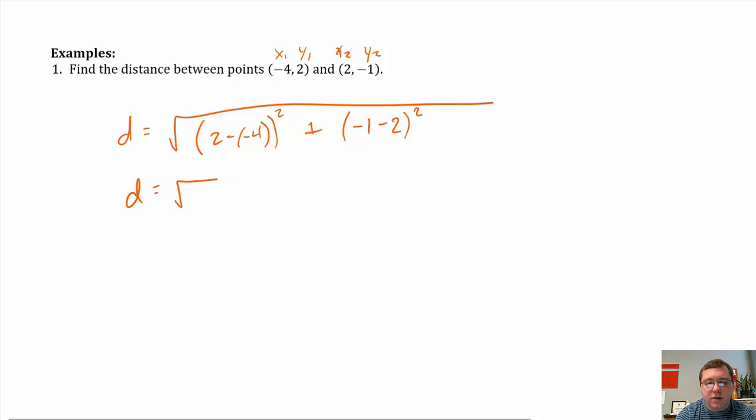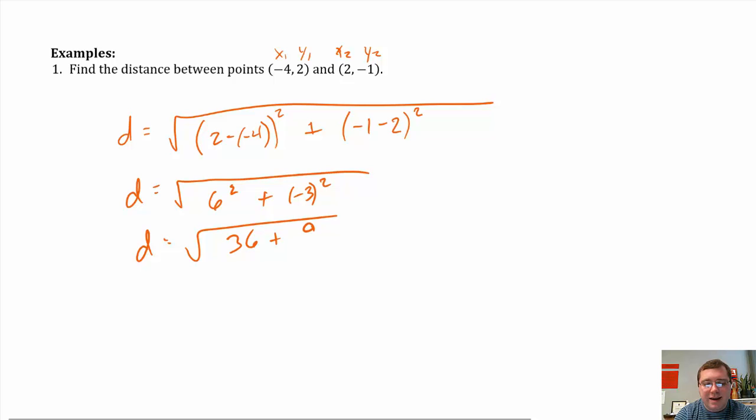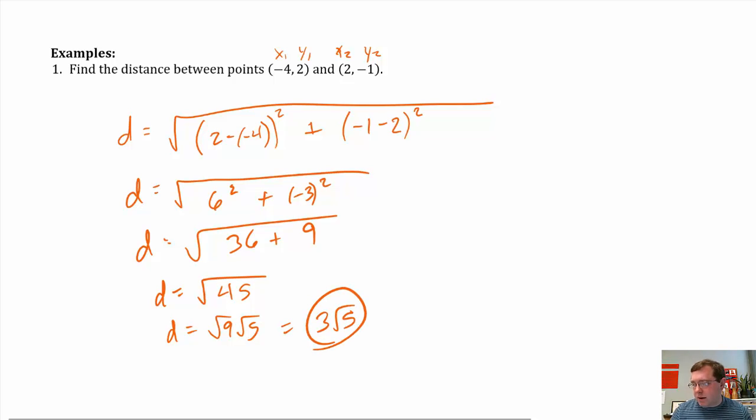So that distance is the square root of 2 minus -4, which is 2 plus 4, and that's 6. So we've got 6 squared. Plus -1 minus 2 is -3, so we've got -3 squared. We'll square both of those. Get 36 plus 9. Because remember, when we square a negative number, it becomes positive. Well, what's 36 plus 9? 45. We don't know the square root of 45, but we can simplify it because 45 is 9 times 5. So that gives us 3 radical 5 as that distance.